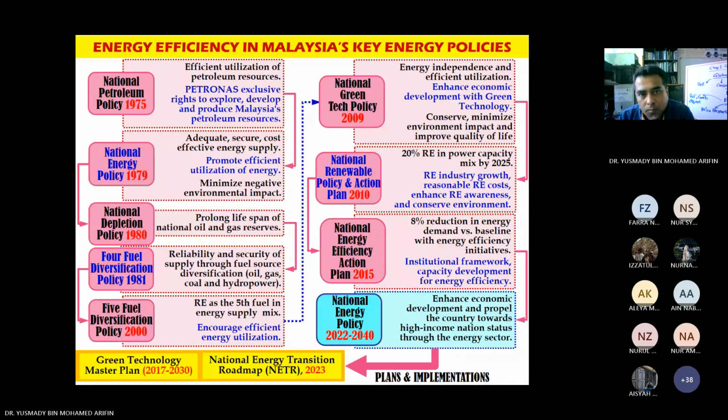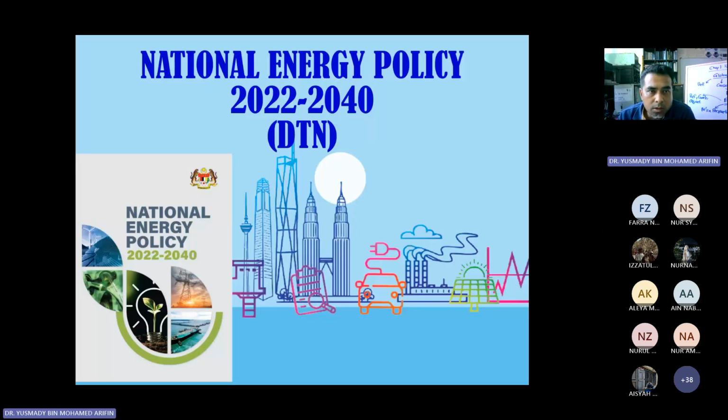Technology Master Plan. Okay, so now we go into detail about the National Energy Policy 2022-2040. The short form for National Energy Policy we call DTN. DTN stands for Dasar Tenaga Nasional. So DTN is in Malay. In English, the abbreviation is NEP. DTN or NEP.